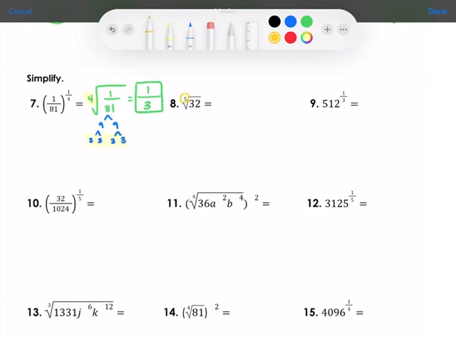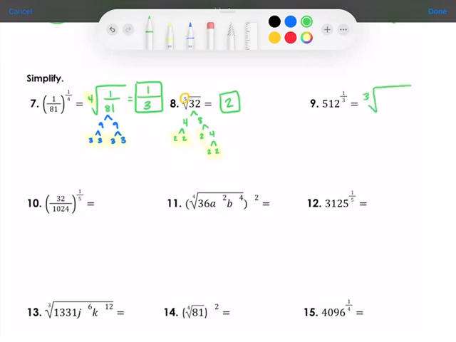Number 8, I'm taking the 5th root of 32, which means I'm looking for groups of 5 within 32. So I'm going to start factoring this down. 32 I know is an even number, so I could divide it by 2, but I know that it is also divisible by 4. So I'm going to factor it down. 32 divided by 4 is 8. And this 4 can factor into 2 and 2. The 8 will factor into a 2 and a 4, and the 4 will factor into 2 and a 2. So I'm looking for groups of 5, and I have 1, 2, 3, 4, 5, 2's. So I'm going to take out a 2.